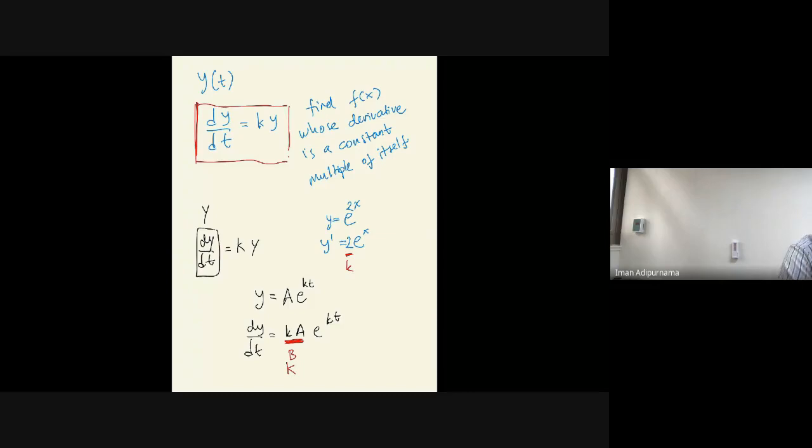And we can write this back to the original one. It's just k and y. This is y. This is ky. Right. So the derivative is just the multiplication of a constant and the original function.